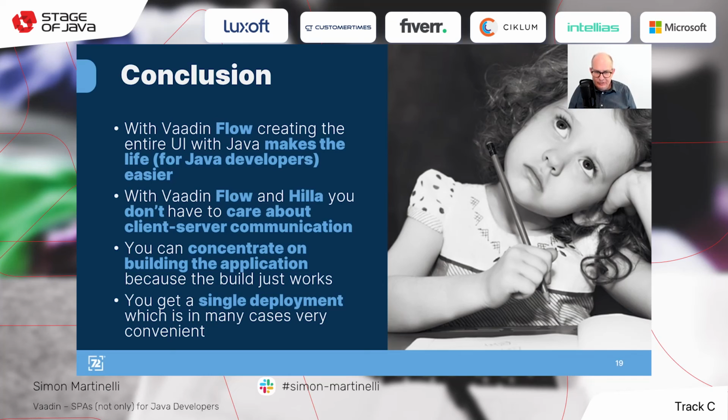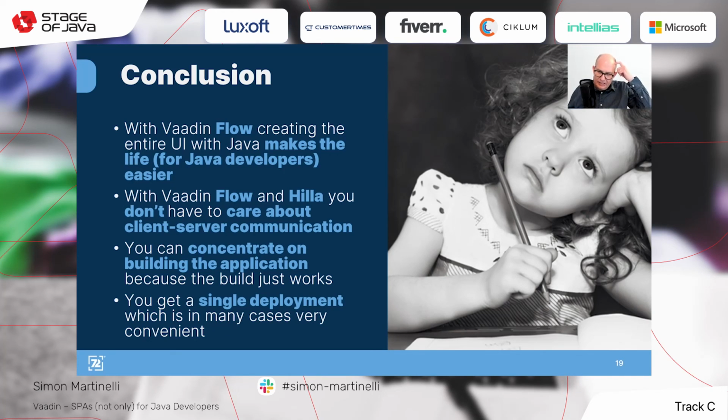But both frameworks, Flow and Hilla, help you so that you don't have to care about the client-server communication. Without caring about client-server communication, you save really a lot of time. As we've seen with Hilla, if the endpoint is changed, the front-end code will no longer compile, so you know that there's a mismatch between client and server. So for both frameworks, it means that you can concentrate on building the application, you don't have to care about that.